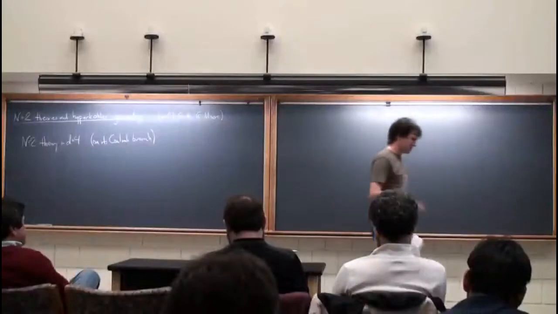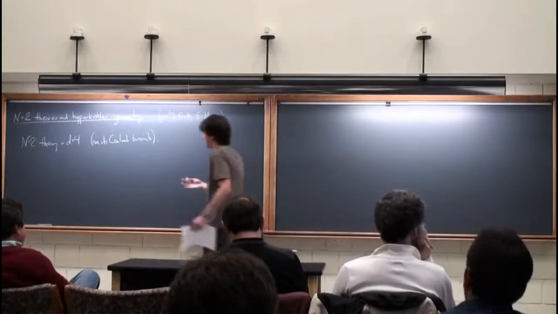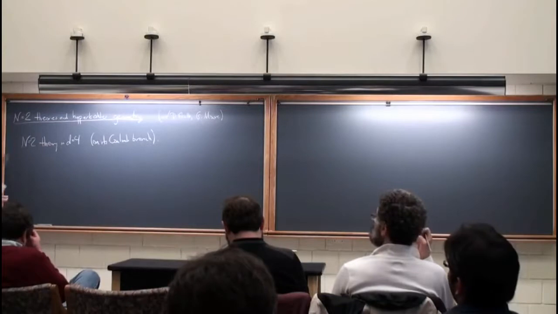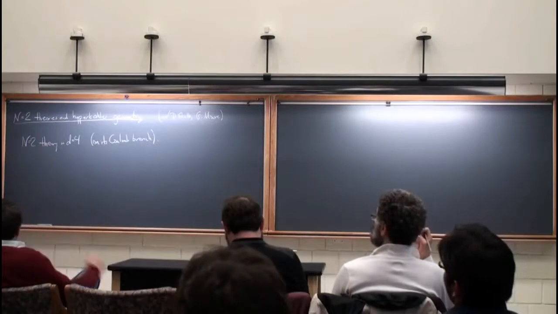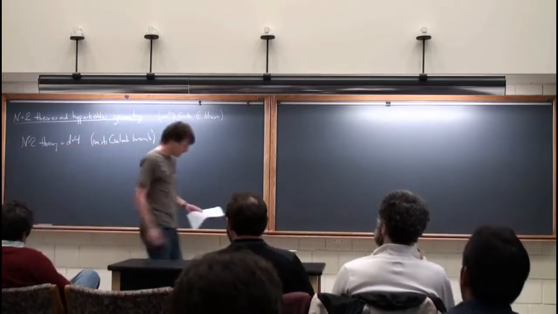But since not everyone here spends a lot of time thinking about N equals 2 theories, and what I'm going to describe ultimately can be phrased in a purely mathematical way, I want to give an axiomatic construction or presentation of what's the data that we really need coming from an N equals 2 theory in four dimensions. So what is the data?